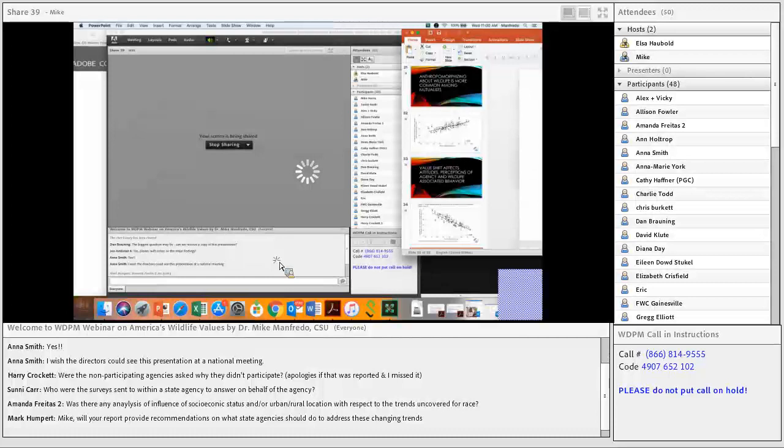Amanda, was there any analysis of influence of socioeconomic status and or urban rural location with respect to the trends uncovered for race?